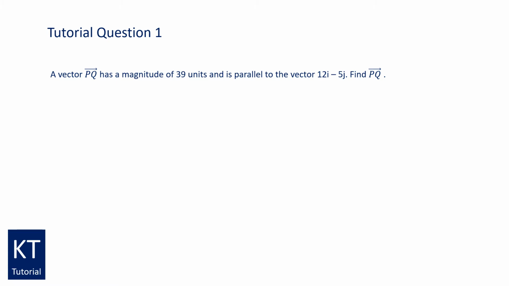Tutorial question 1. A vector PQ has a magnitude of 39 units and is parallel to the vector 12i minus 5j. Find the vector PQ. The given vector has a magnitude of 13. With the vector PQ having a magnitude of 39, it would be 3 times that of 12i minus 5j. This equates to 36i minus 15j.